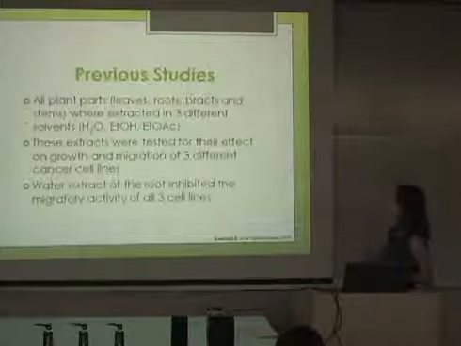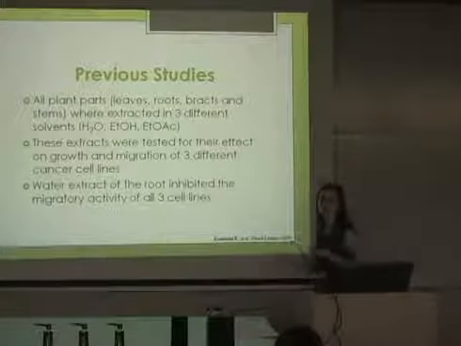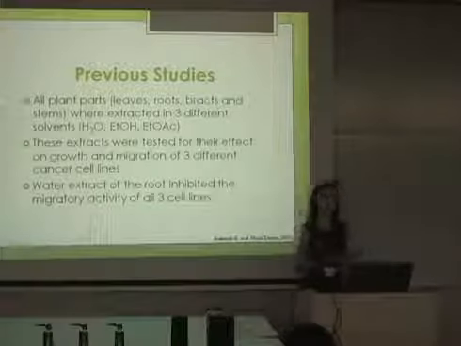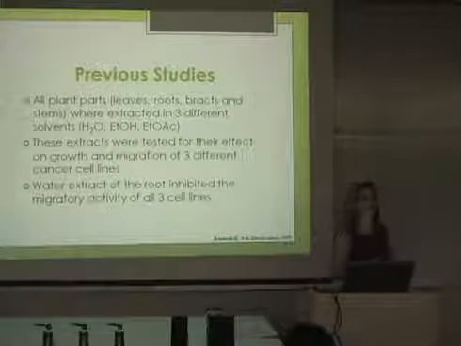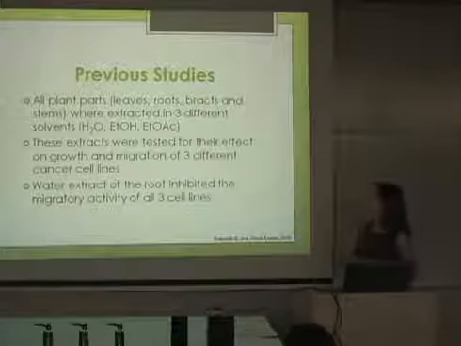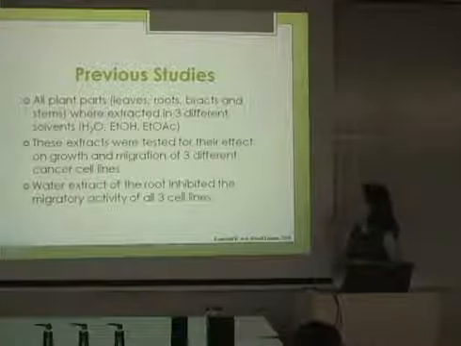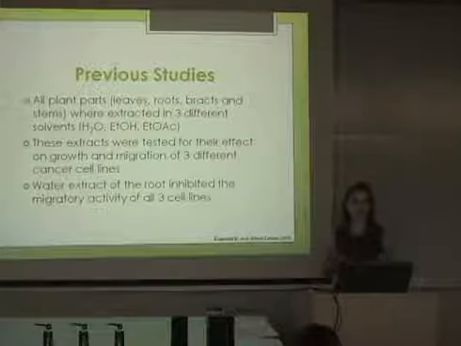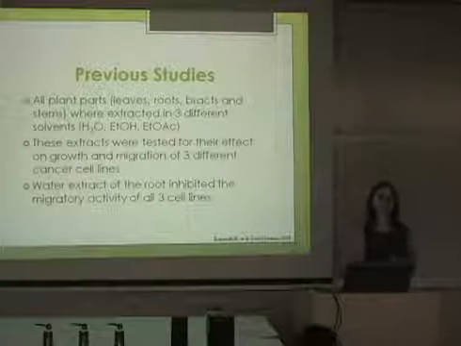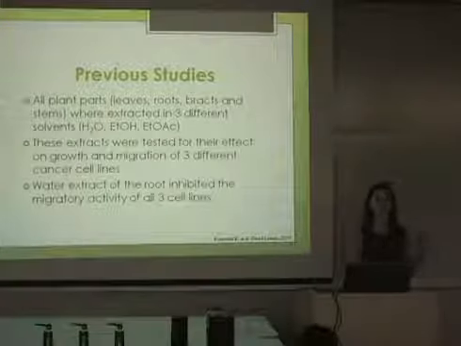So what we wanted to do with this, we had to go back a little bit to previous studies, and it was where everything began. Everything began by having all the parts of the plant, which included the leaves, the roots, the bracts, and the stems, and they were extracted in 3 different solvents, which included water, ethanol, and ethyl acetate. This was based on their polarity. After we finished this extraction, we had 12 samples.